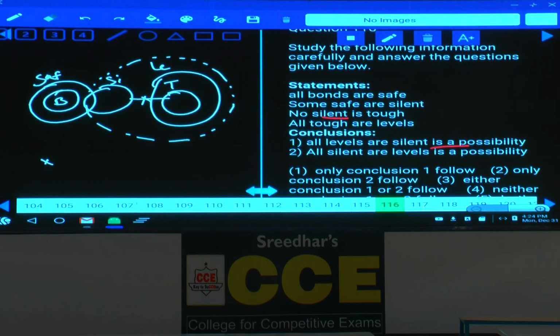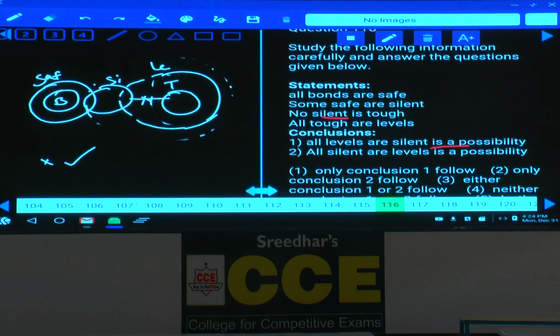Then the second one, all silent are levels, is it possible or not? All silent are levels means now I need to extend this level. Rather than drawing level like this, tell me whether I can draw like this or not. All silent are levels can be written like this. Hence, it is possible. Then what is your answer here? Only 2 follows, that is choice 2. Then question number 116, choice 2 is the answer.